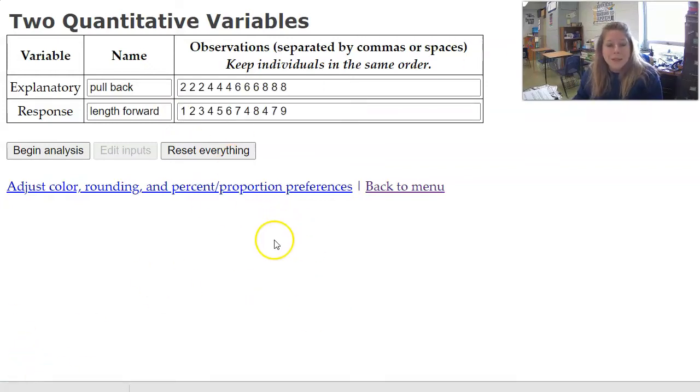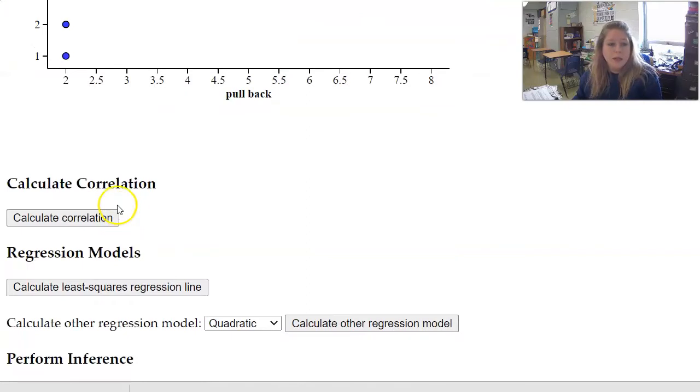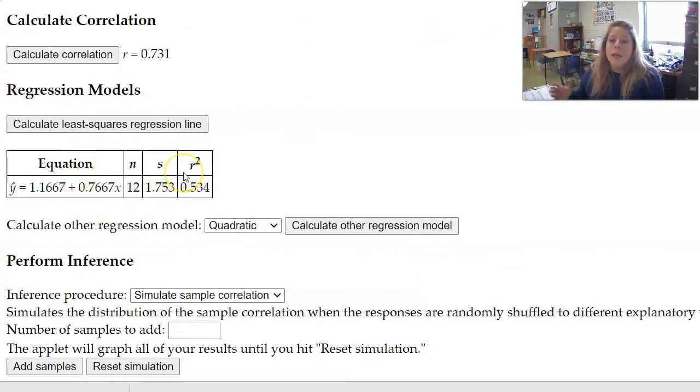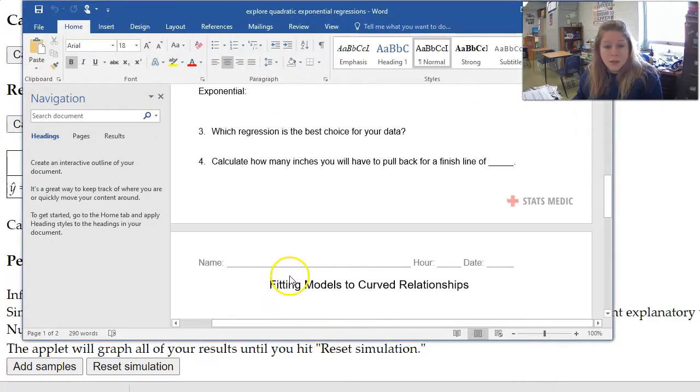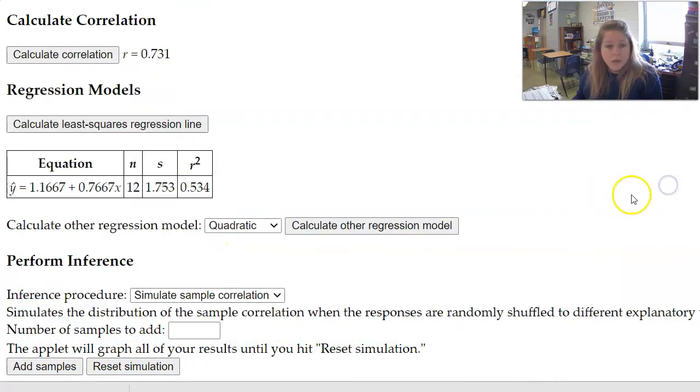Alright, your data is going to look something like this, and as always we're going to begin the analysis. We get the scatter plot, we can calculate the correlation, we can get the least squares regression line. Now we're going to see if the linear model was actually the right model. There are other options. Notice in your assignment we have linear, quadratic, and exponential.